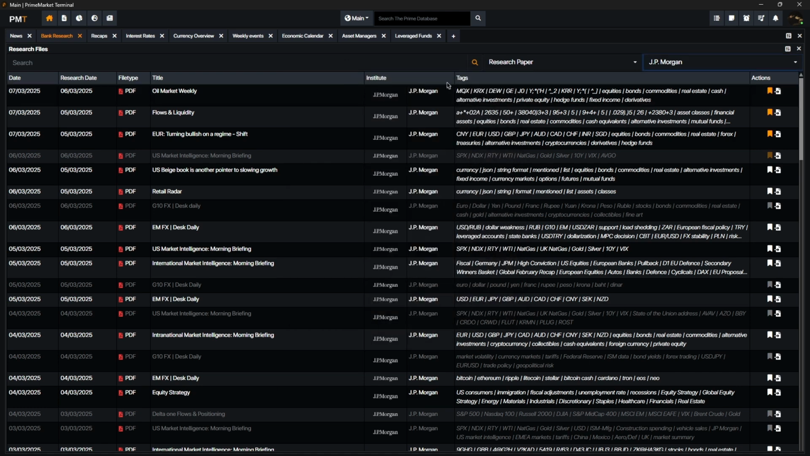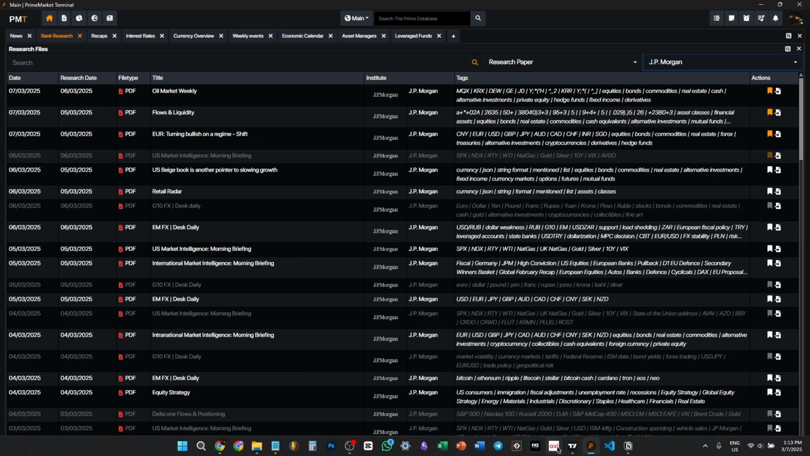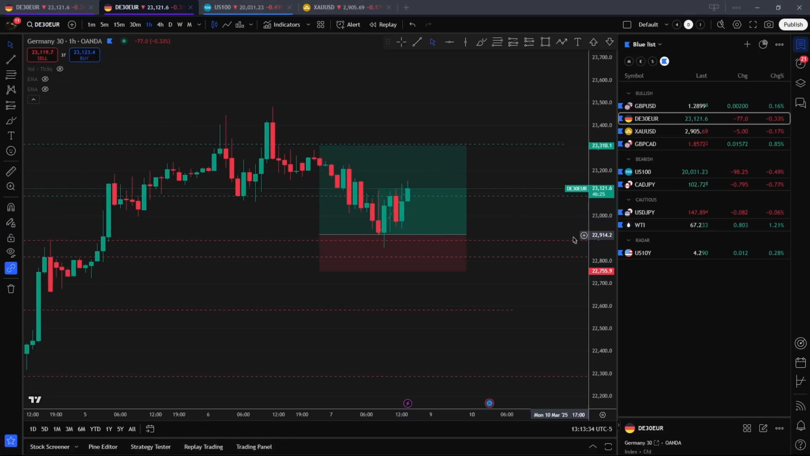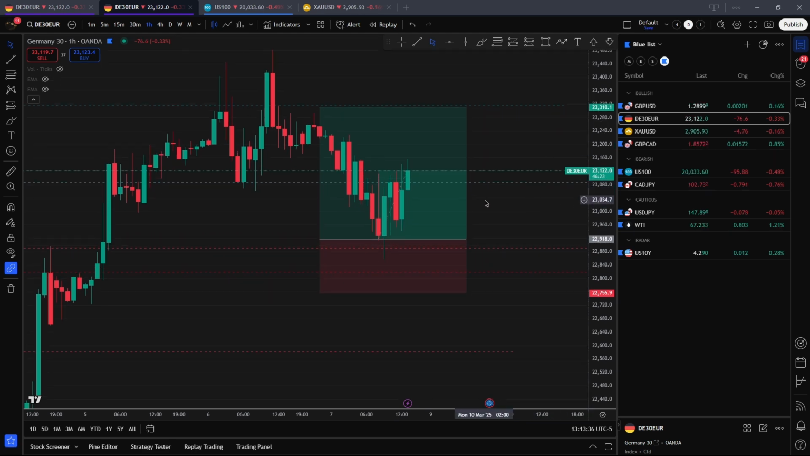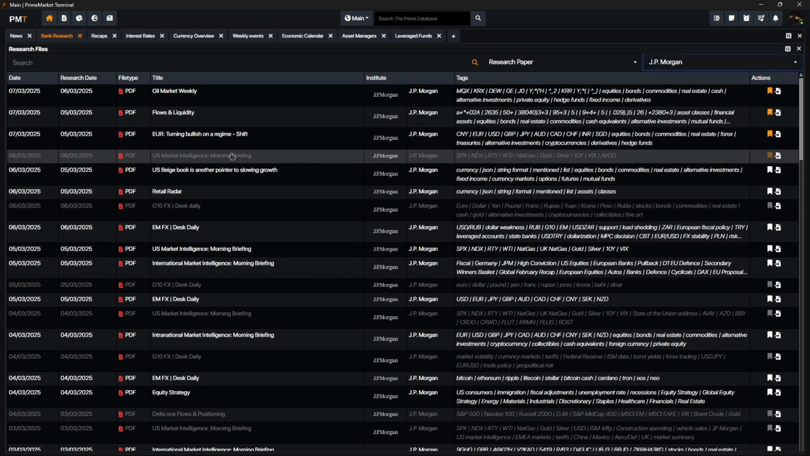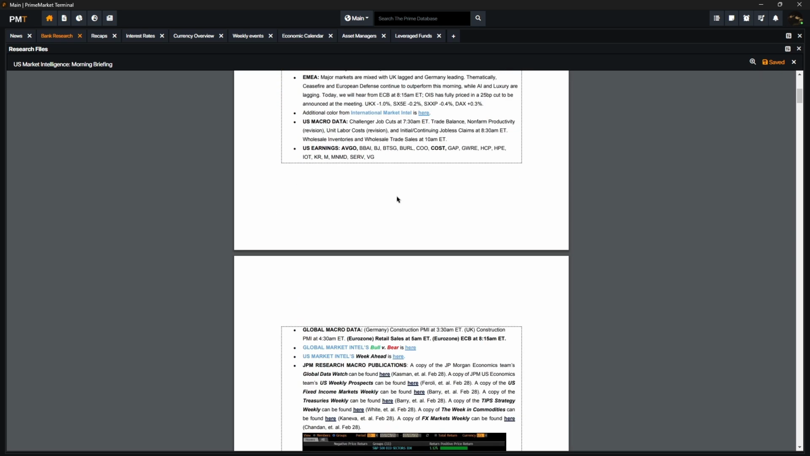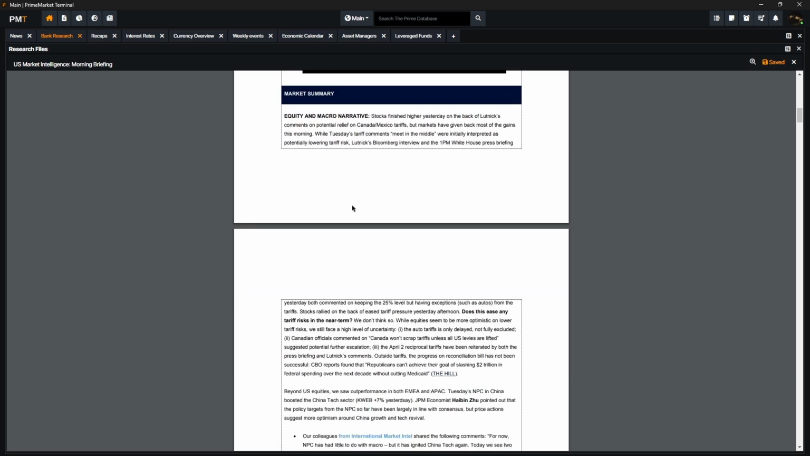So let's dive into the JP Morgan trade idea. The trade idea was a long on DAX that I'm currently in at the moment, and as you can see, it's in some profits. It was a market intelligence morning briefing, and I was reading this PDF, and they have actually been saying this for a few weeks now. So this is an idea that has been brewing for a few weeks, and it's this right here.